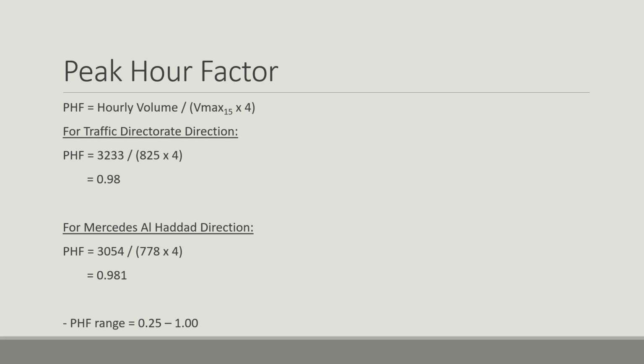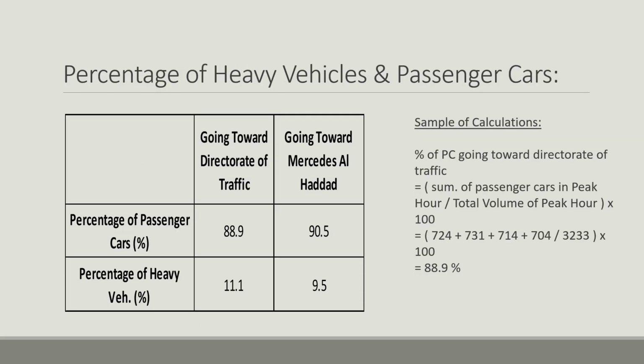The peak hour factor ranges from 0.25 to 1, and the values we have got are within the range. After that, we found the percentage of heavy vehicles and passenger cars in each direction as shown in the table here. Here is a sample of calculations for calculating the percentage of passenger cars going to our Directorate of Traffic.